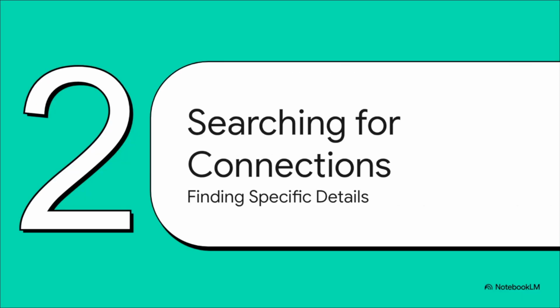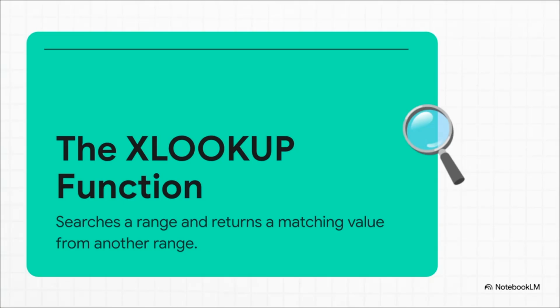All right, we've gotten the big picture. We found the top, the bottom, and everything in between. Now, it's time to zoom in and find specific details. This next set of tools is all about connecting the dots. Let me introduce you to what is honestly my favorite function, XLOOKUP. This is the ultimate search tool. You have a product name in one column and you need to find its price in another? XLOOKUP is your best friend. It connects those 2 pieces of information for you.